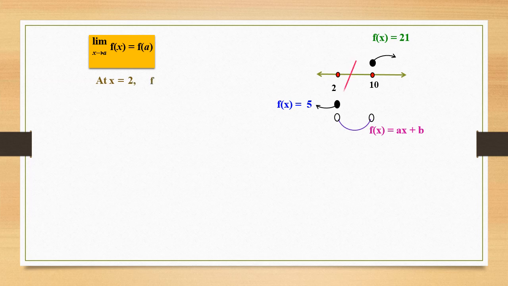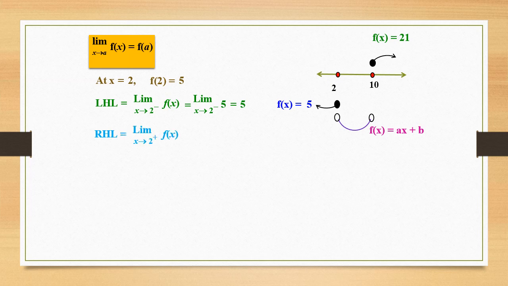So at x is equal to 2, f of 2 will be equal to 5. LHL will be equal to limit of f of x as x tends to 2 minus, which equals limit of 5 as x tends to 2 minus, which is equal to 5. RHL is limit of f of x as x tends to 2 plus, which equals limit of ax plus b. On simplifying we get 2a plus b.